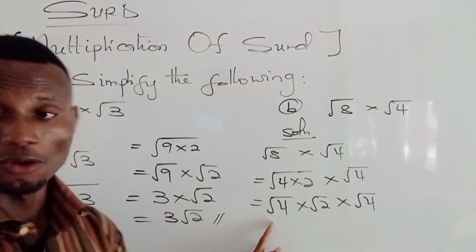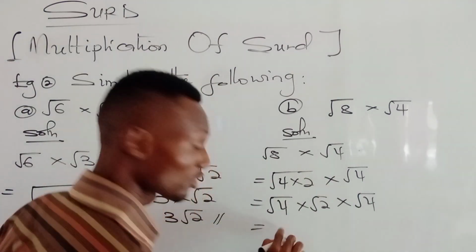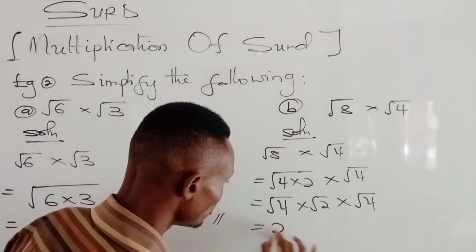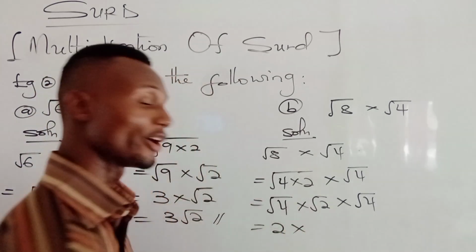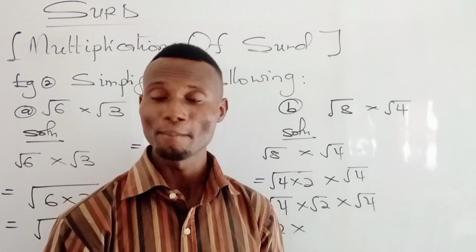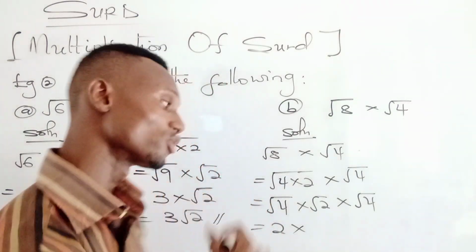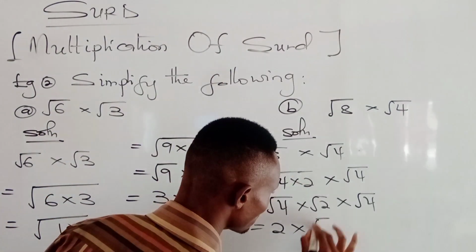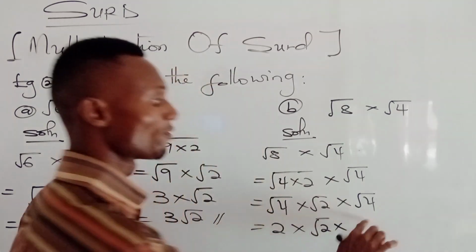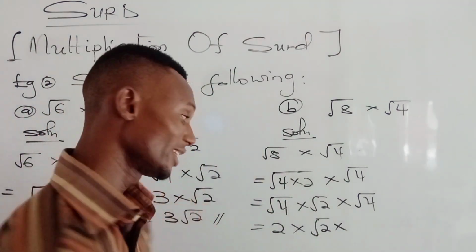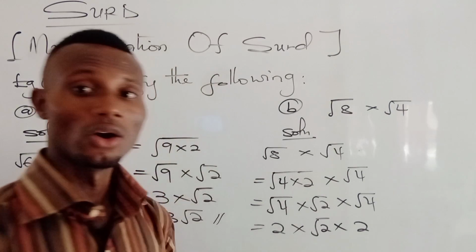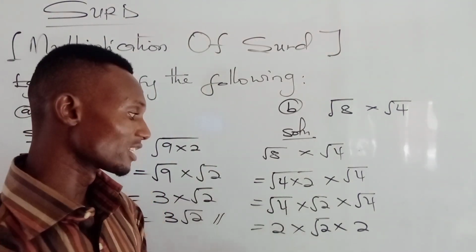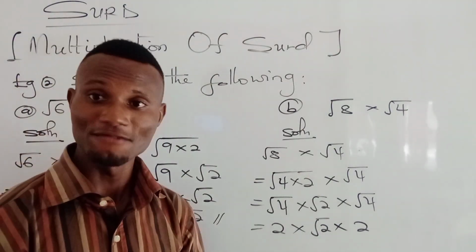Now square root of 4, we know the answer. So let's write the answer down. Square root of 4 is 2. So 2 times, now the square root of 2, you do not get a whole number as an answer for square root of 2, so just repeat your square root of 2 there. Then times square root of 4, we know the answer, which is 2. So write a 2. Now we need to multiply and get our final answer.